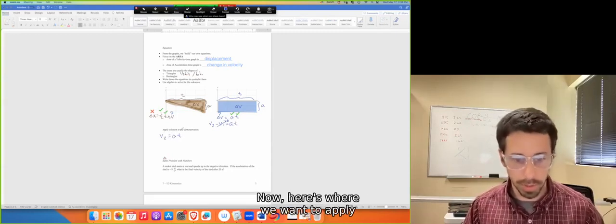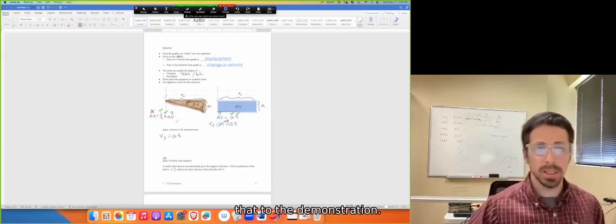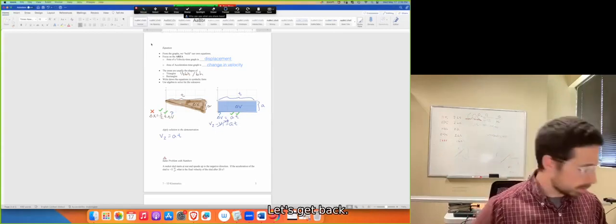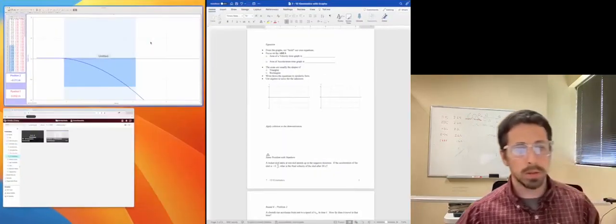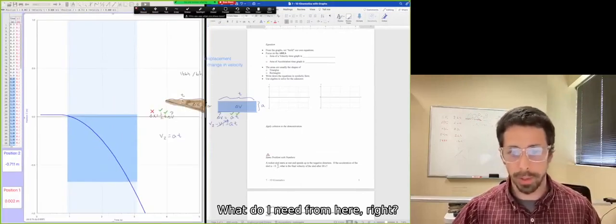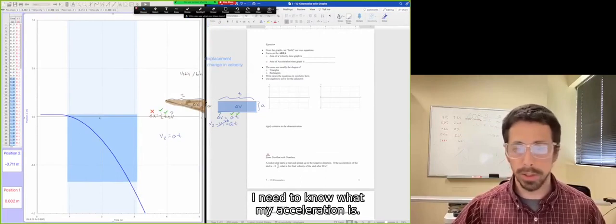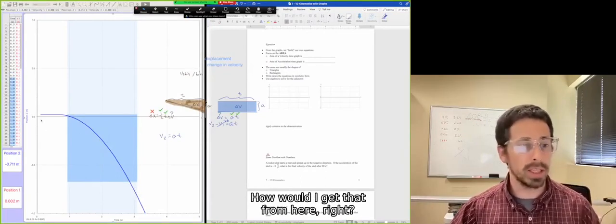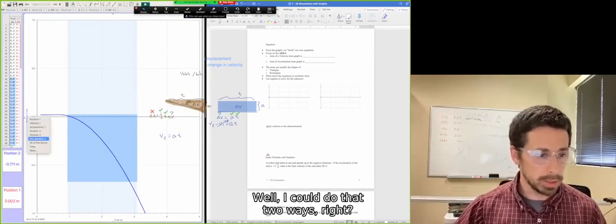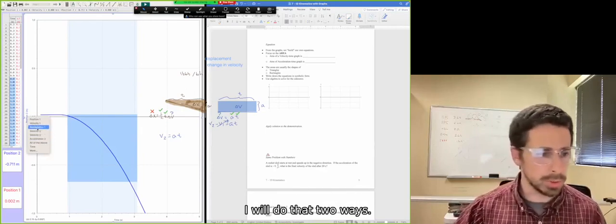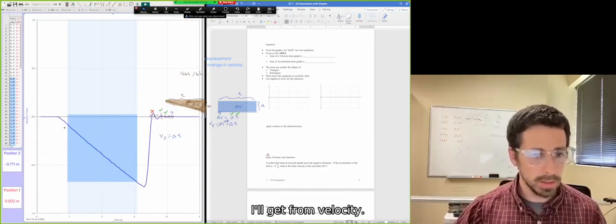Now here's where we want to apply that to the demonstration. So let's get back. What do I need from here, right? What do I need from this little piece? I need to know what my acceleration is. How would I get that from here? Well, I could do that two ways, and I will do that two ways. I'll get it from velocity.